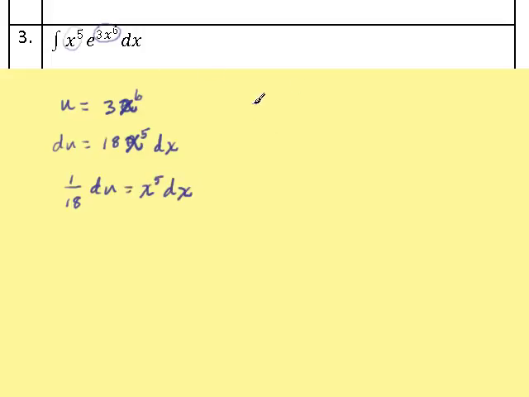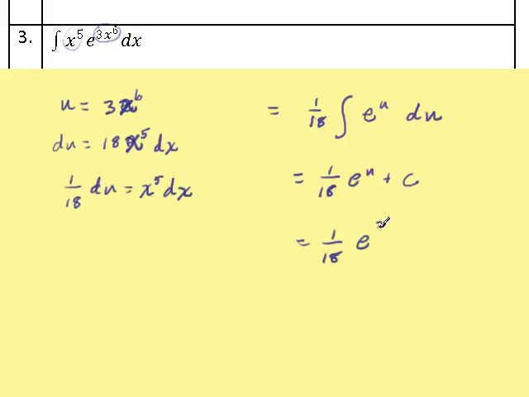All right, and now let's do our u substitution. So for x to the 5th dx, we're putting 1 over 18 du. And for e to the 3x to the 6, we have e to the u. So we get 1 over 18 e to the u, which is equal to 1 over 18 e to the 3x to the 6 plus c.